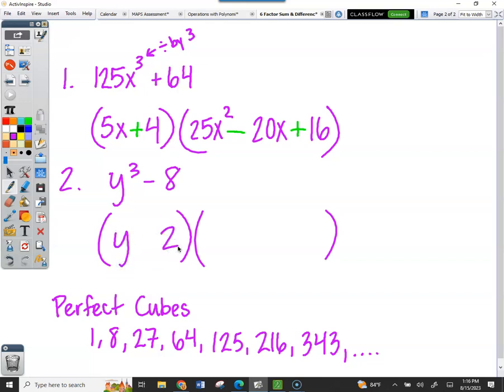I'll do the sign. I always do SOAP last. Not in the shower, but you know what I mean. Y squared. 2y. There you go. And then 4. And then minus. Same, opposite, always positive.